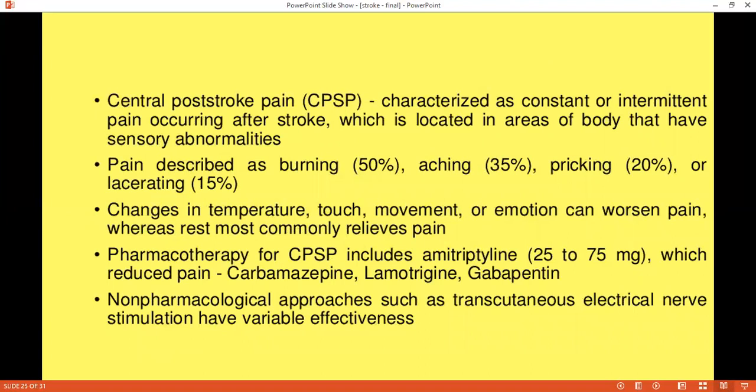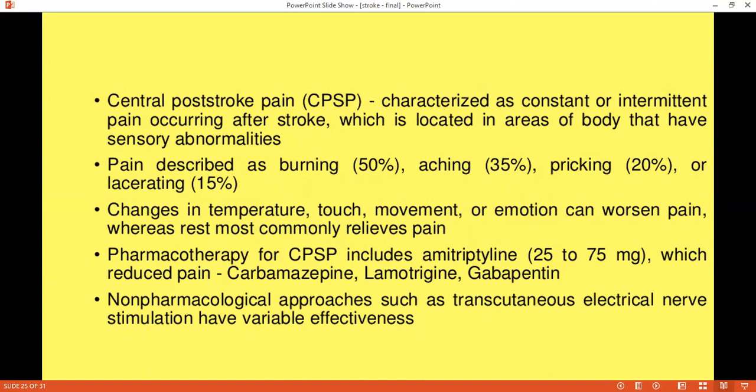Another one is central post-stroke pain. This is another type of pain, occurring in the central part of the shoulder. The pain is described as burning, aching, pricking, lacerating, with changes in temperature, touch, movement, or emotion.